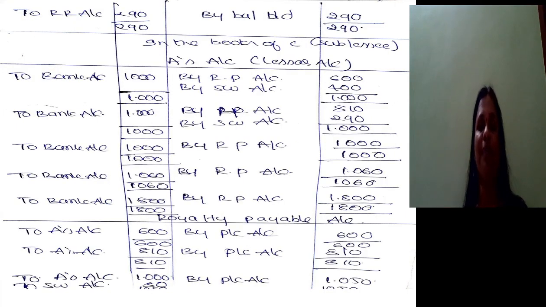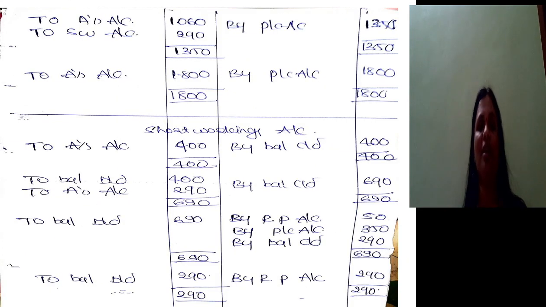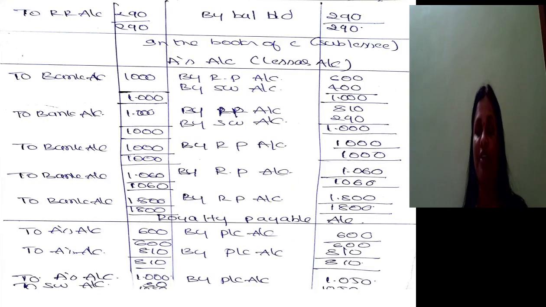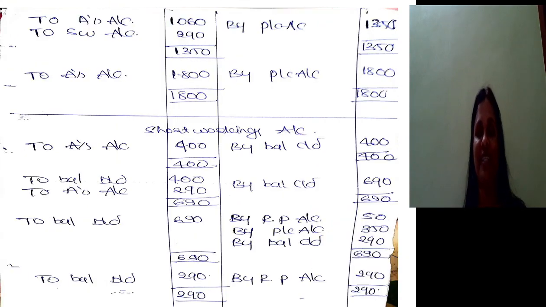Then the fourth year situation is royalty is more than the minimum rent, and there is recoupment of royalty. So the due entry, what is that? Royalty payable account debit to A's account and to short working account, 1060 and 290. It should be closed by transferring it to profit and loss account. Then A's account by royalty payable account 1060. Immediately A will be paid at the end of the year. A's account debit to bank account 1060. In short working account by royalty payable 290, so that account will get closed.